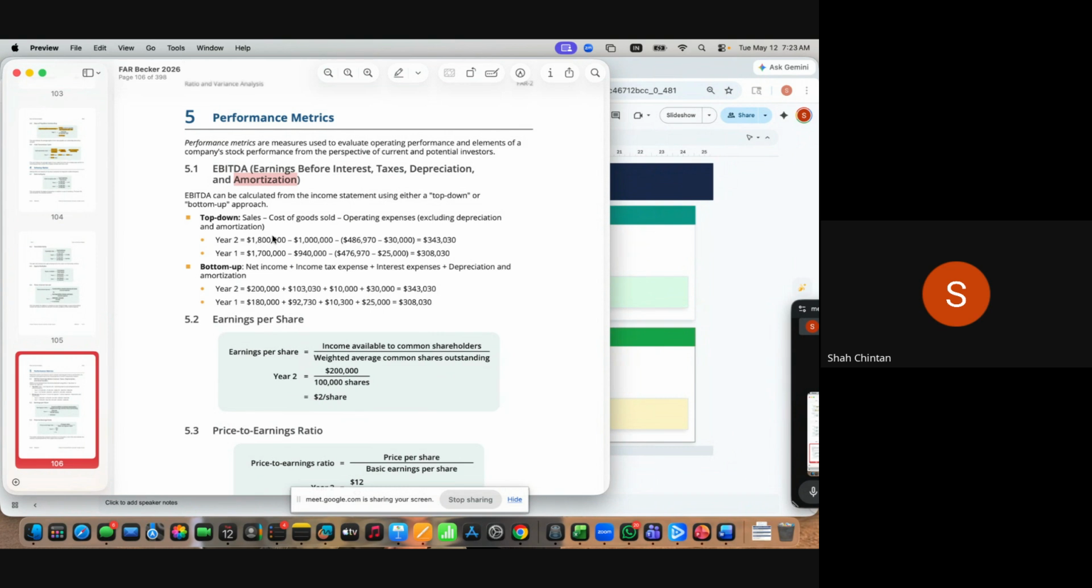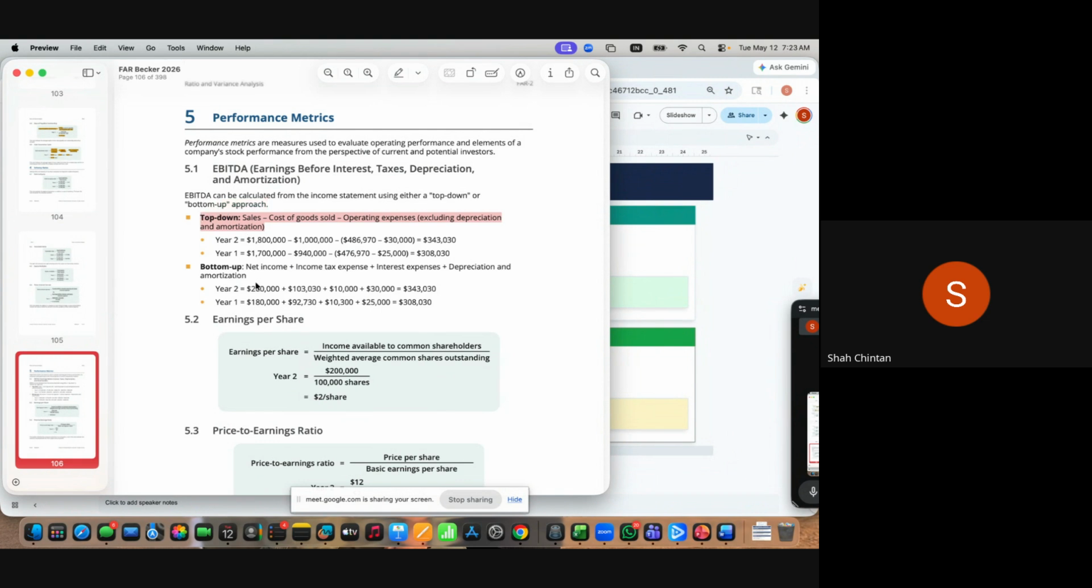Sales minus cost of sales gives you gross profit. Gross profit minus operating expenses gives you operating profit. Operating profit minus interest expense gives you income before taxes. Minus taxes gives you income after taxes or net income. तो एक तो आप ऊपर से नीचे आ सकते हो. So your sales minus cost of goods sold gives you gross profit, minus operating expenses without depreciation and amortization gives you EBITDA. तो ये एक option है कि आप ऊपर से नीचे आ जाओ, top to down.